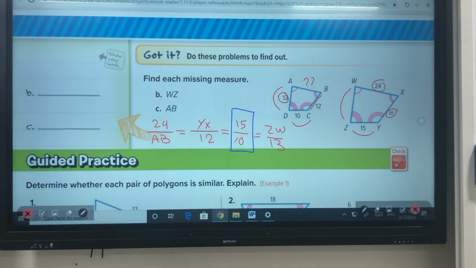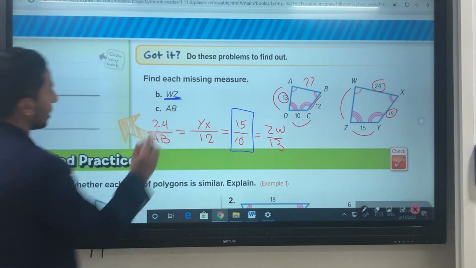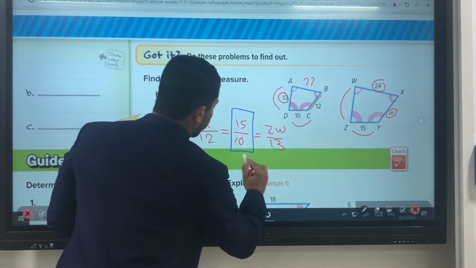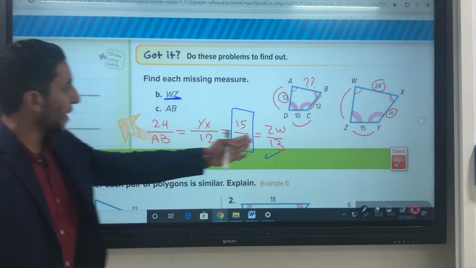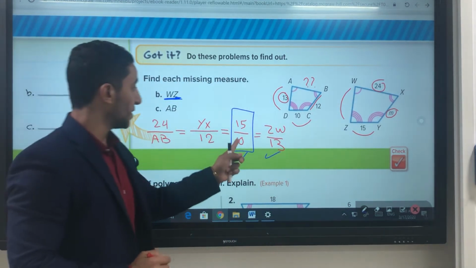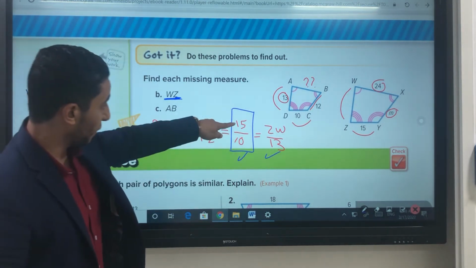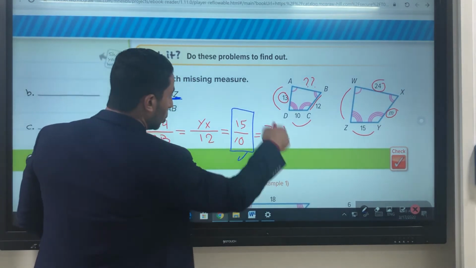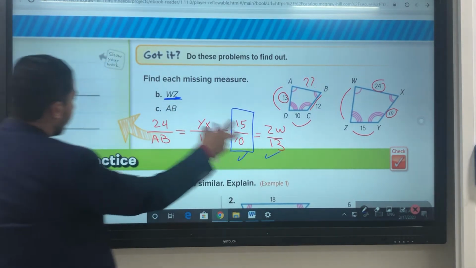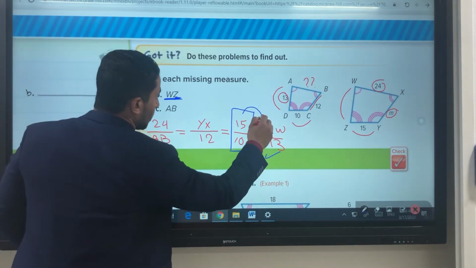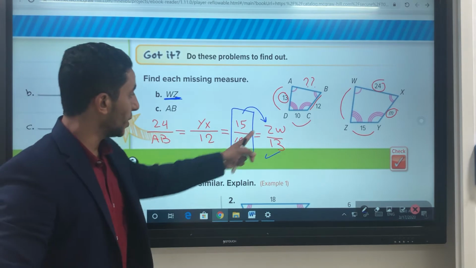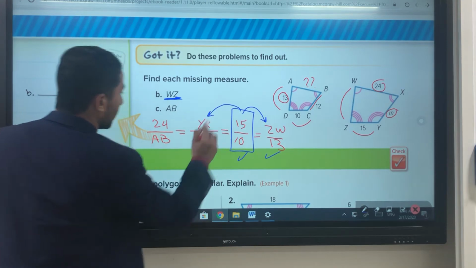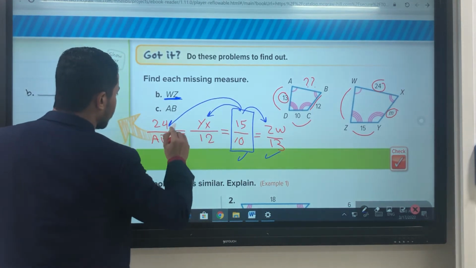Okay, but the question here: find ZW, or WZ, it is the same. So I will use these two fractions. Why? Because this is a full ratio, here 15 up and 10 down. So use these two fractions. I will write them here. I will use this fraction with this fraction to find ZW. And second, I will use it with this fraction.